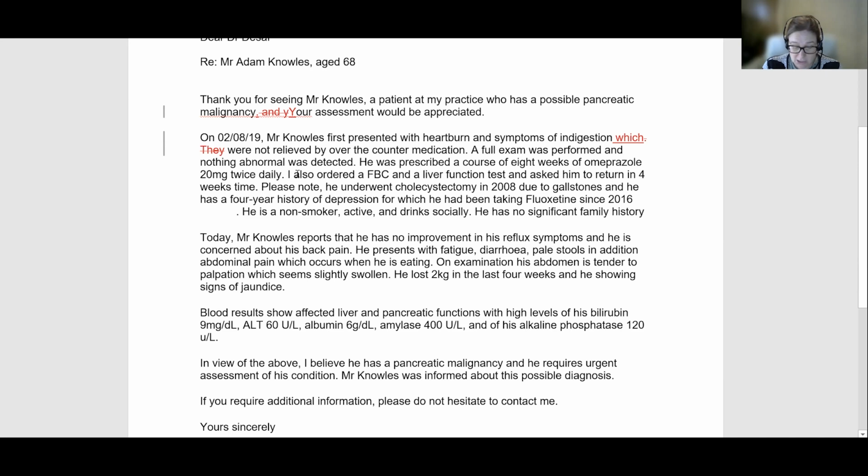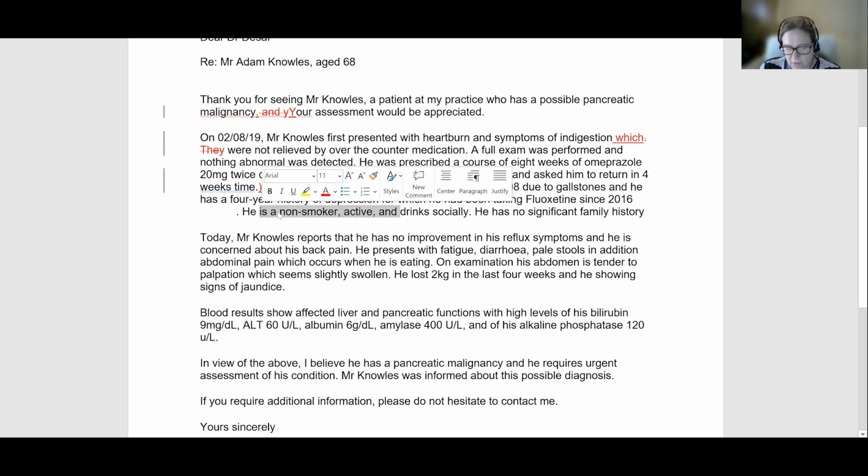Perhaps we don't need to include this, as I mentioned before. We've got, please note, he underwent a cholecystectomy in 2008 due to gallstones, and he has a 4-year history. He's a non-smoker, active and drinks socially. He has no significant family history. Okay, there's quite a lot of information. We probably don't need to include this, and if there's no significant history, then no need to mention it.